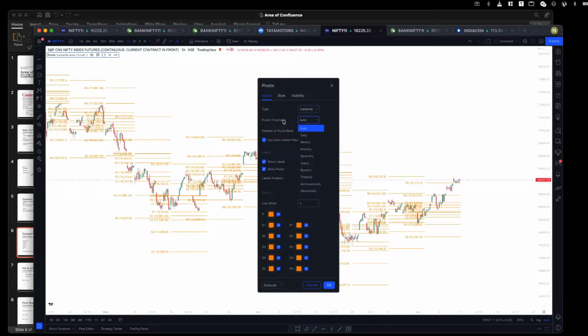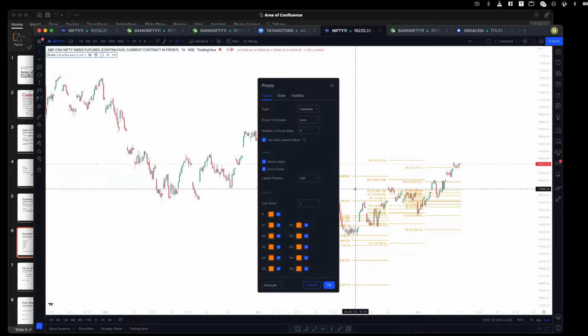This is the pivot time frame. I would suggest you just keep it as auto. If you want, you can change it, but if you change the time frame in the chart, this will automatically take care of itself. Number of pivots back just asks how many historical values you want. To avoid the clutter, we'll just keep it as 3. Last 3 days.